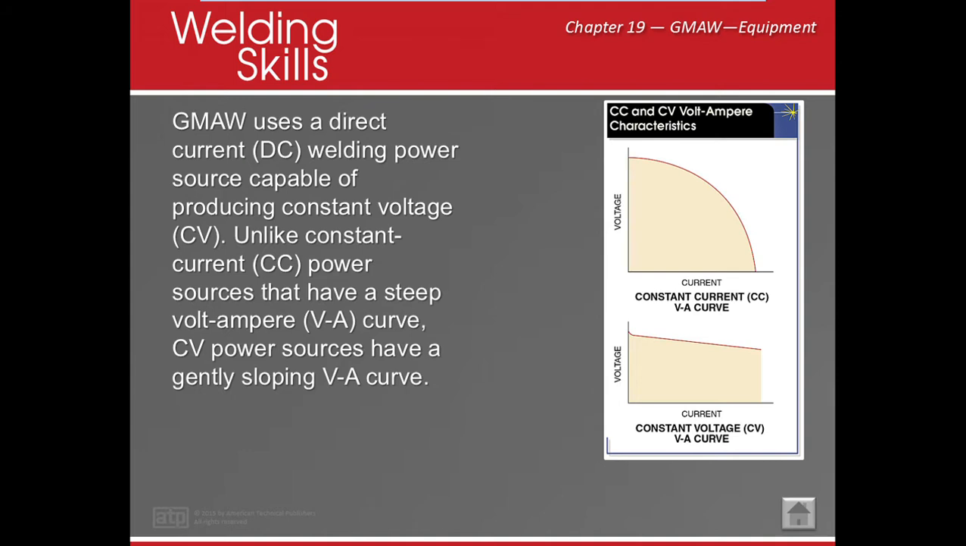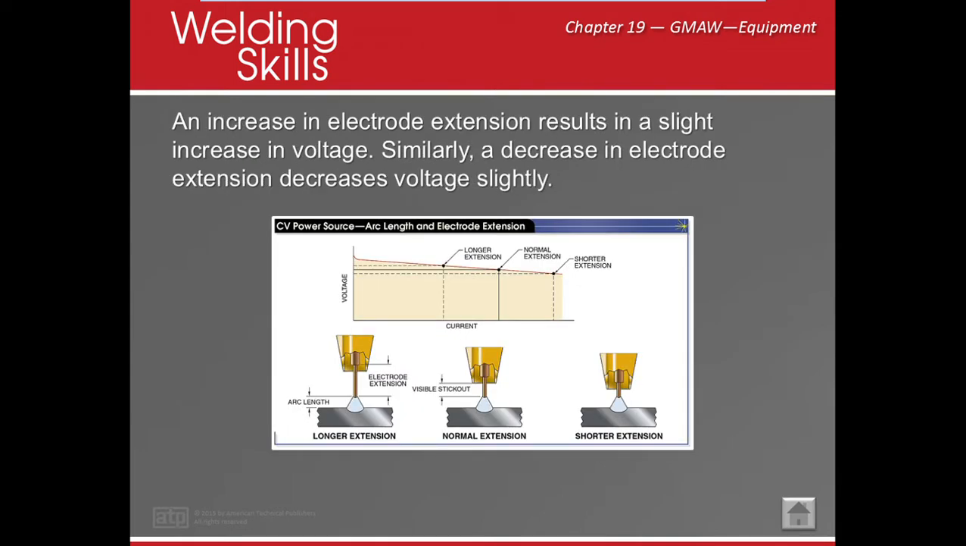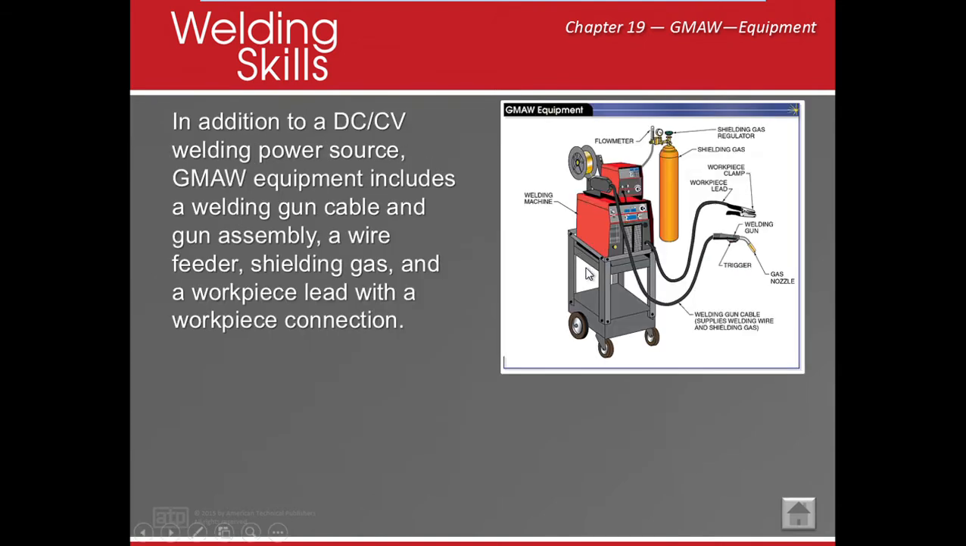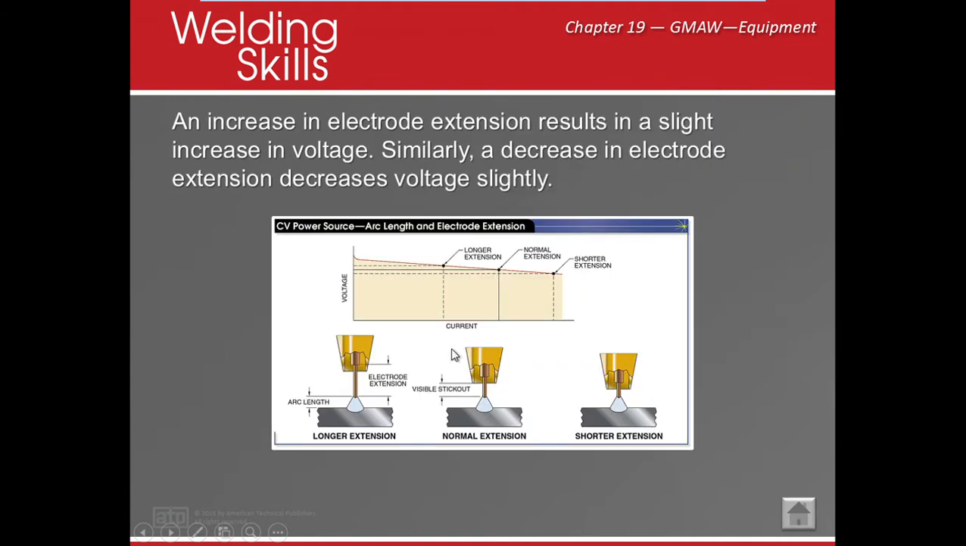Okay. So next, we're going to talk about electrode extension and stick out. Electrode extension is how far the wire comes out from the welding tip in here to our material or to our puddle. Okay. And stick out, visible stick out, is from the end of our cup or our nozzle to there. Okay. So why does this matter?